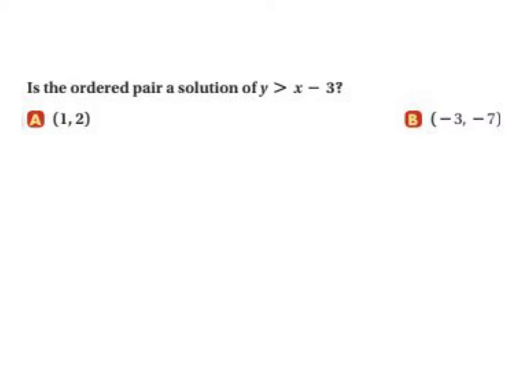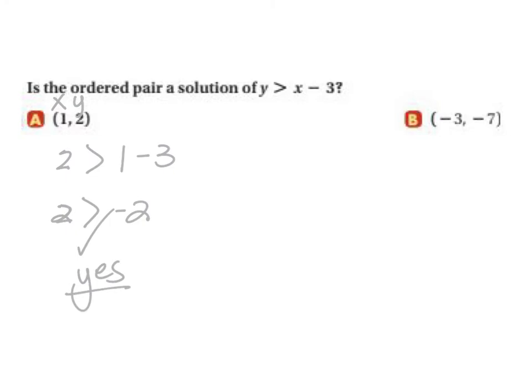So now let's look at what we have here. We're checking to see if 1, 2 as an ordered pair is a solution of this inequality. So literally all we're going to do is substitute those values. So we would have 2 is greater than x, which is 1, minus 3. So when I solve this, I have 2 is greater than -2. Is 2 greater than -2? Yes, so this one would be a yes, it is a solution.